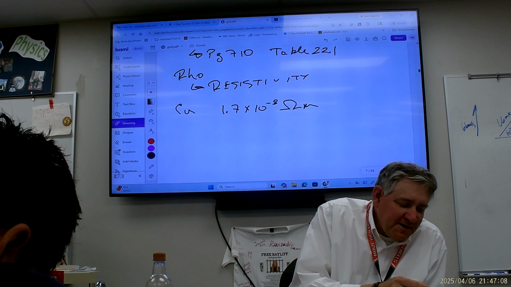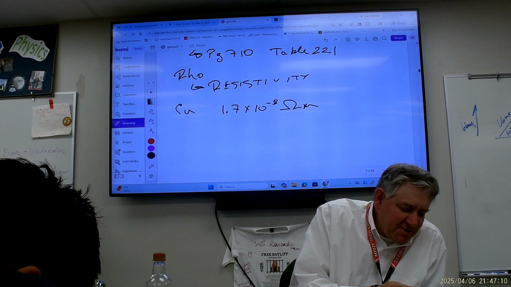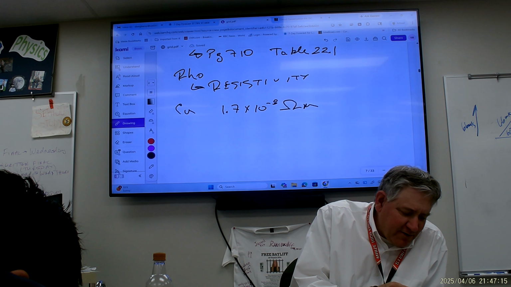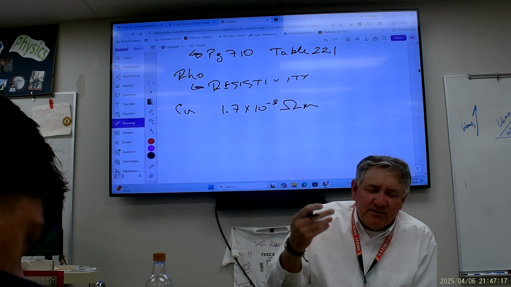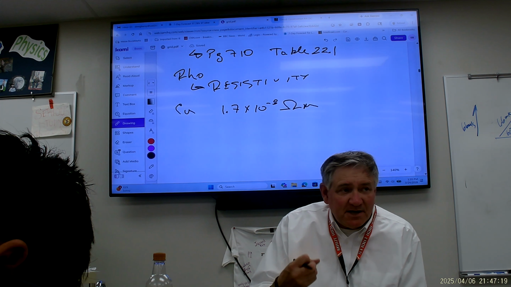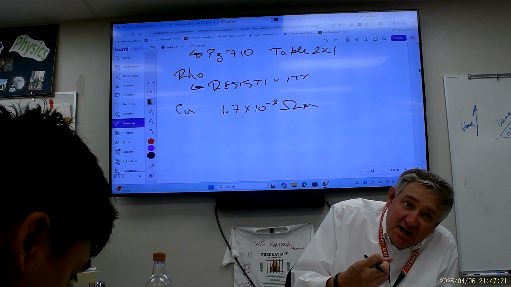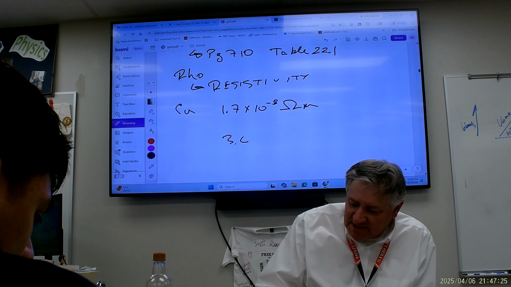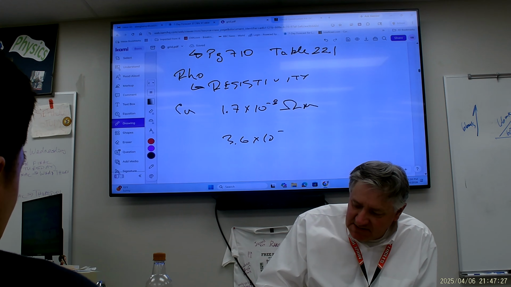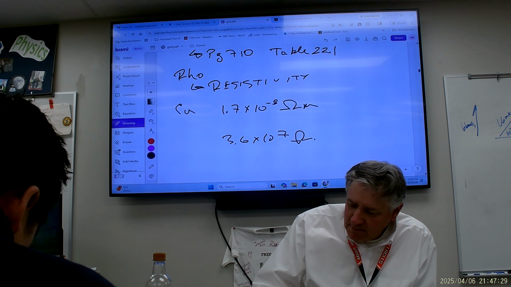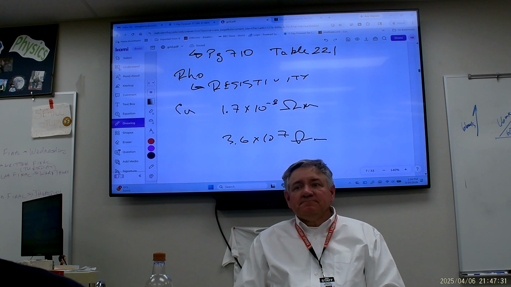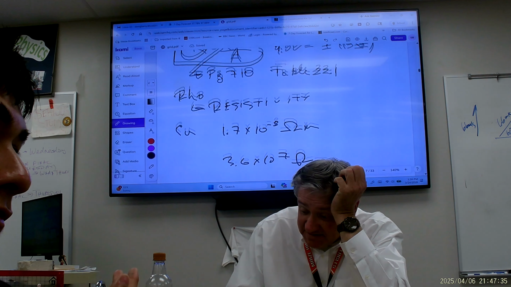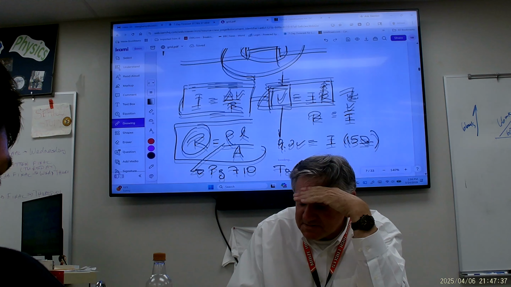Now, if you go down there, you get things like a cell membrane, pure water, fat. Notice that those resistivities are much, much higher. A cell membrane is like 3.6 times 10 to the 7th ohm meters. That's why copper's a conductor.